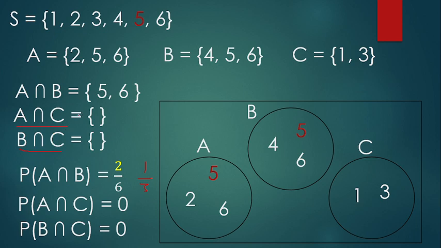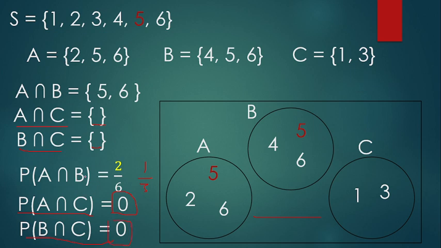Are there any elements inside the set? There are none. So there is no chance of getting the intersection of the two sets. If you're going to get the probability of the intersection of A and C, it is 0 chances. So we could simply tell that the probability of the intersection of A and C is zero chances, as well as the probability of B intersection C.